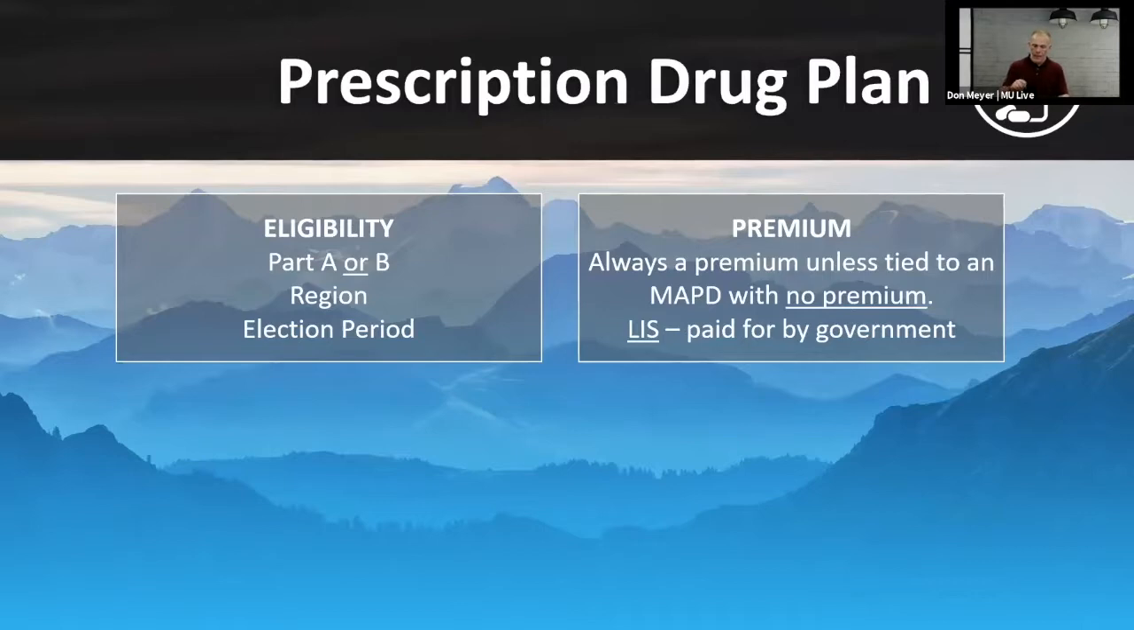And LIS, which is low income subsidy, we'll talk about that as well, who qualifies and how to tell if somebody qualifies in a future training session. That means that there's still a premium, but it's just paid for by the government.